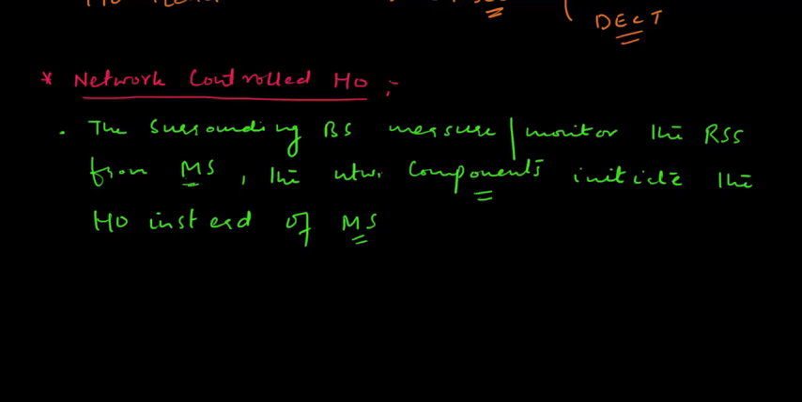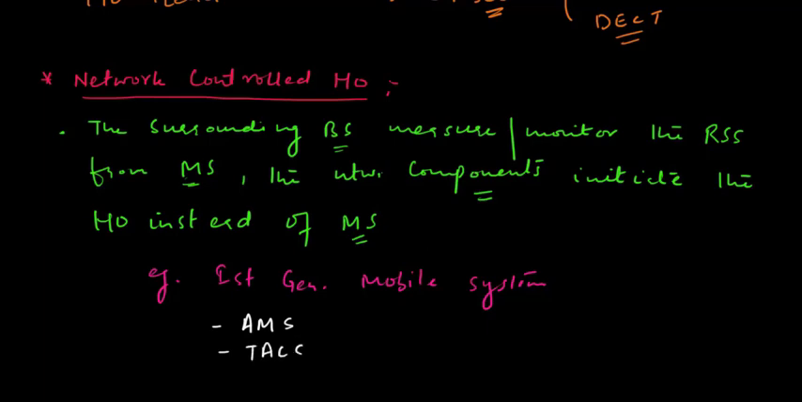And these network components measure the RSS value, that is, the received signal strength value of the surrounding base stations. Okay, and they are responsible for the initiation of the handoff. Examples of this type of handoff are first generation mobile systems, like AMPS, the American Mobile Telecommunication System, TACS, which is also a first generation telecommunication system, and then NMT, the Nordic Mobile Telecommunication System. These are all examples of first generation telephone systems.